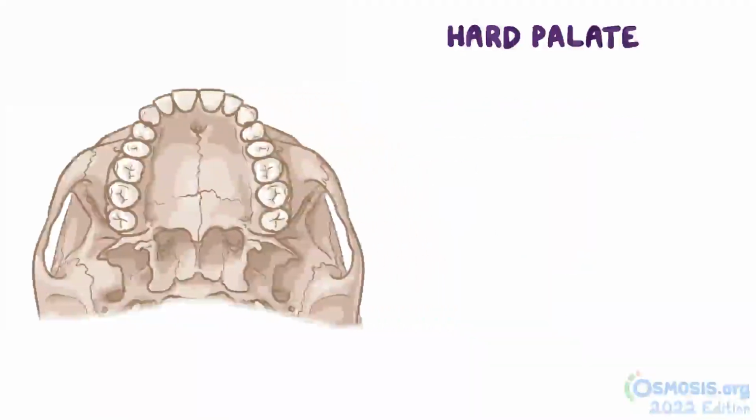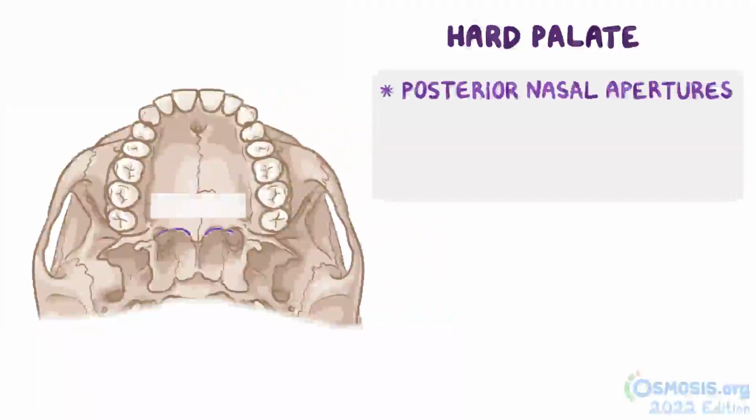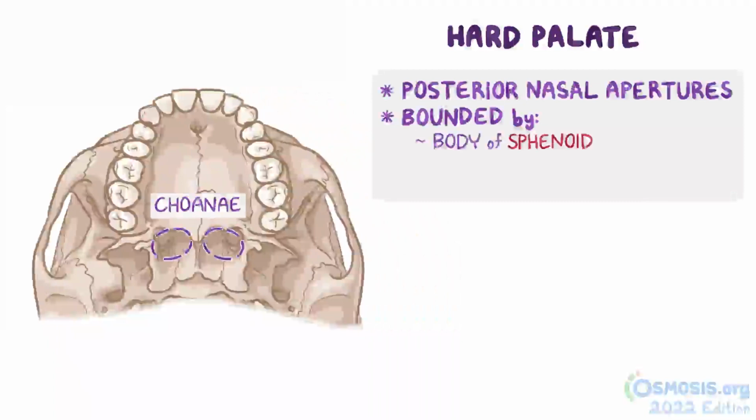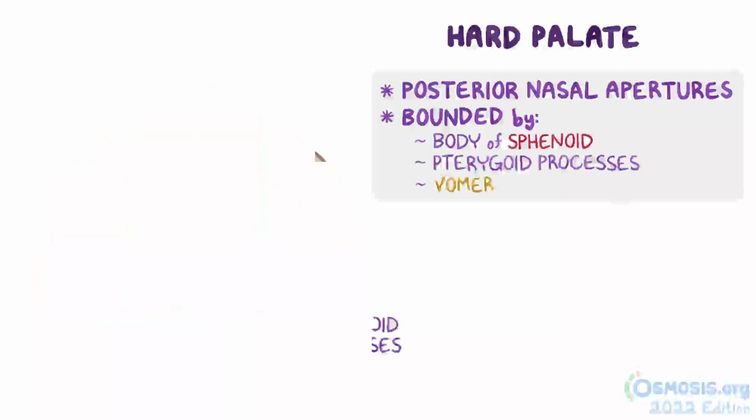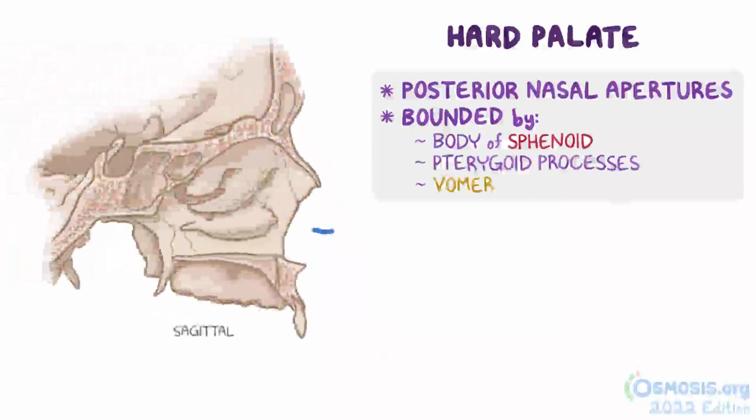Now, superior to the posterior end of the hard palate are the posterior nasal apertures, or choanae, which are also bounded by the body of the sphenoid bone superiorly, the pterygoid processes laterally, and the vomer medially. The choanae allow air to pass from the nasal cavities into the pharynx.